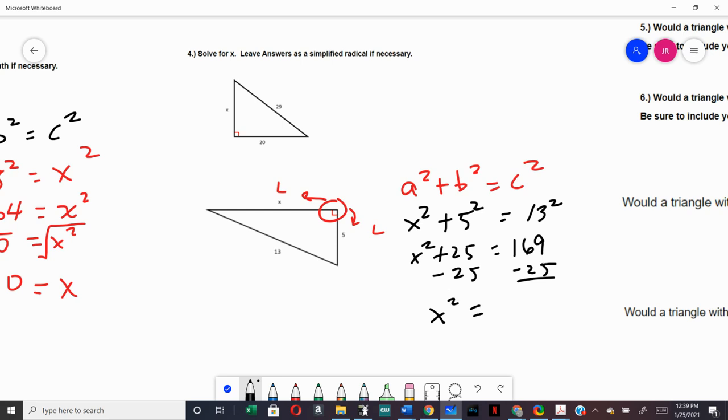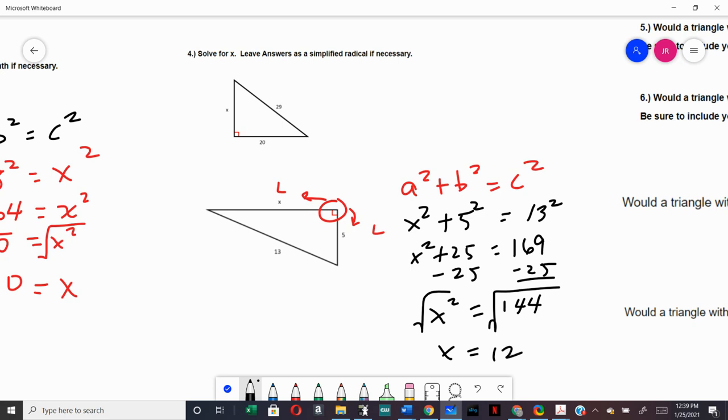And again, the last step on any one of these problems is to find a square root. And again, use your calculator. If it's a decimal, just leave it as a decimal. And the square root of 144 is 12. And so there you go.